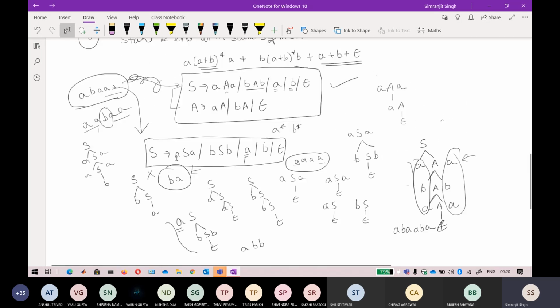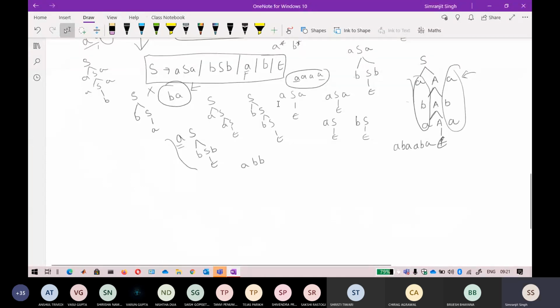I think Chirag has also given the correct one. Absolutely, but the only thing that is different in Chirag's expression is that Chirag is defining the epsilon. Okay, so in the next one, that is a very good question asked by Varun.